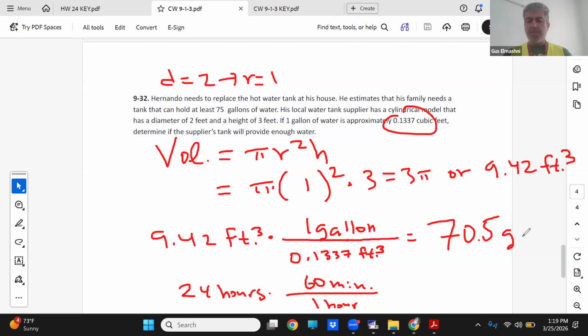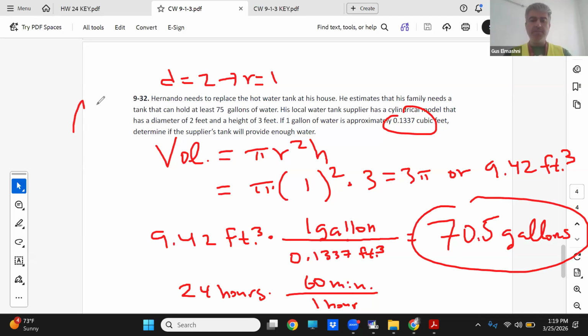Actually, you didn't have to convert to a decimal. It wasn't necessary. So you get 70.5 gallons. So the answer is no. It would not be enough, because that tank is not going to meet the family's needs for hot water. And trust me, you need a lot more than 75 gallons, but that's fine.